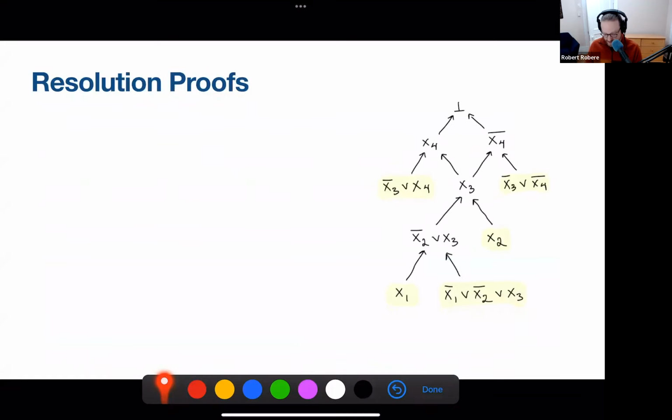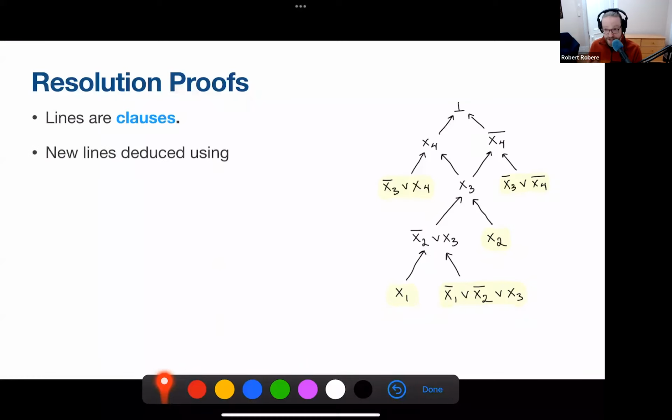So let's kind of warm up slowly. So I'll talk first about resolution proofs. Probably everyone here has seen this before. In a resolution proof of an unsatisfiable CNF, lines are clauses, okay? And we deduce new lines from old ones using the resolution rule.